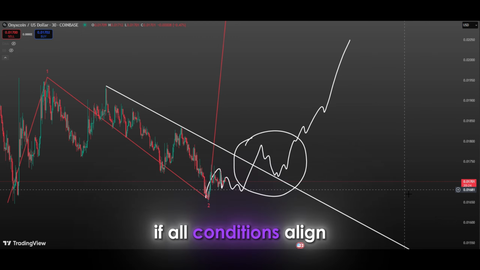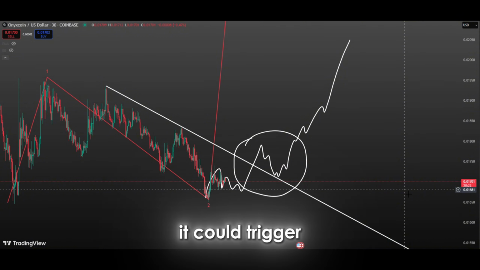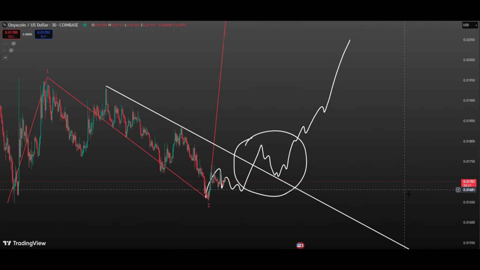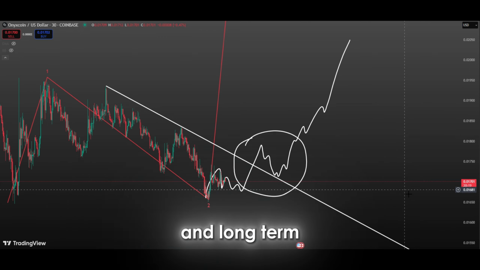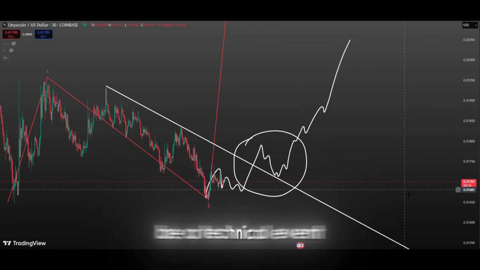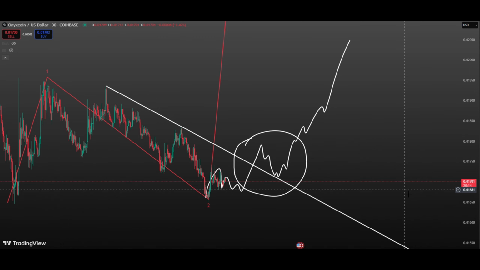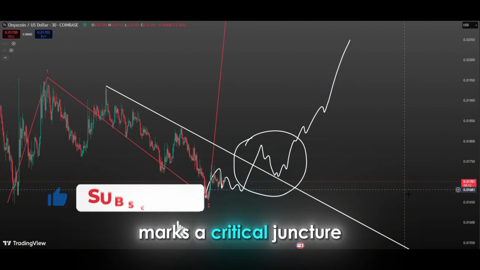If all conditions align, and the breakout occurs with strong volume and a confirmed close, it could trigger a chain reaction in the market. Initially, short-term investors may increase their positions, followed by medium and long-term investors joining in. In short, the breakout moment will not just be a technical event, but also a catalyst that profoundly shifts market sentiment. Therefore, the current proximity of the price to this descending trendline marks a critical juncture.